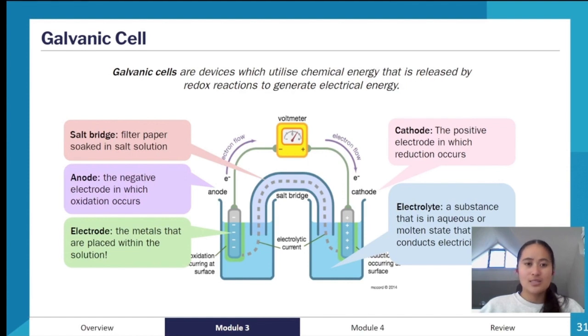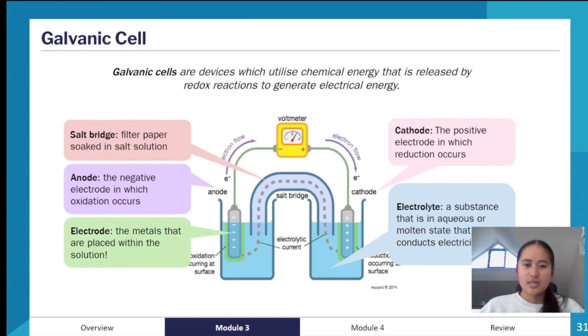Another key part of the galvanic cell is the salt bridge. The salt bridge is filter paper soaked in a salt solution. Most of the time it's potassium nitrate. That's because potassium nitrate just does a really good job of what the salt bridge is supposed to do, which is something we'll talk about in a second.